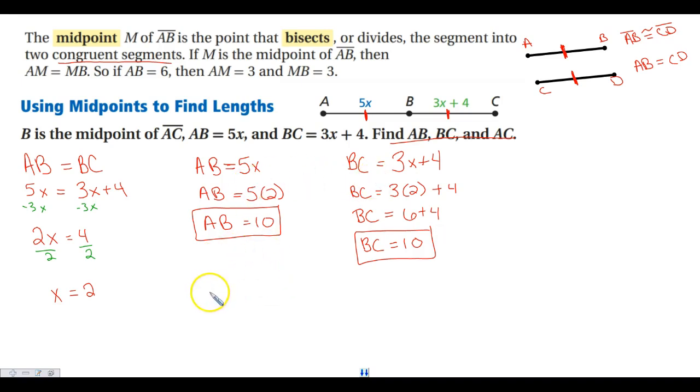Okay? Now, I want to find AC. Well, remember that AB plus BC is equal to AC. That's our segment addition postulate. So we're going to do 10 plus 10 equals AC. So AC is going to be 20. And yes, I actually want you to write it out for now.